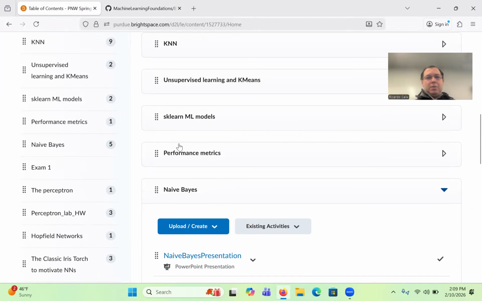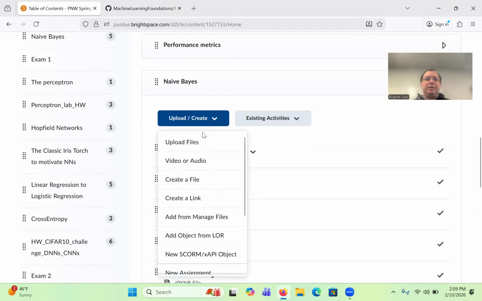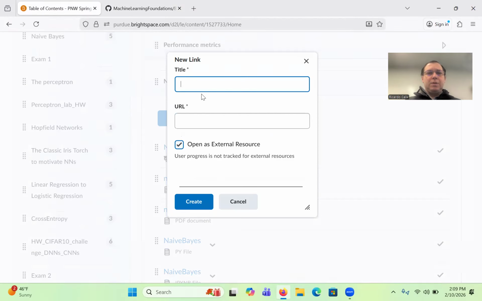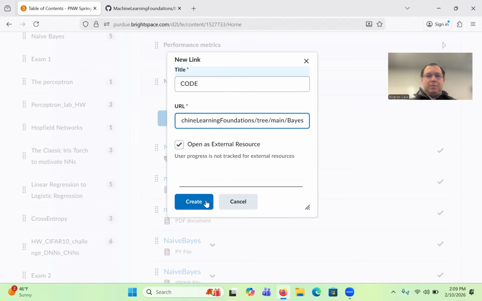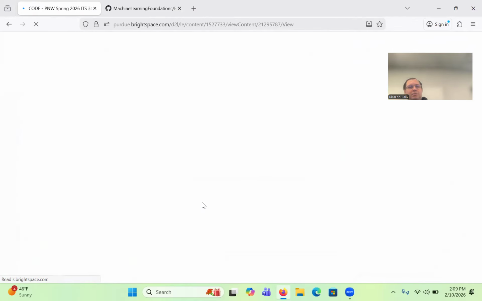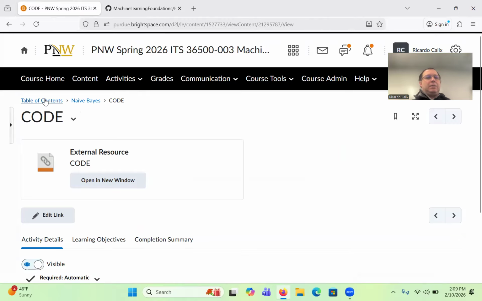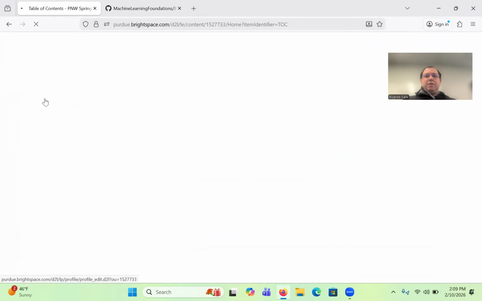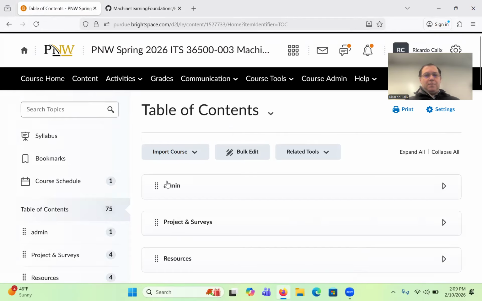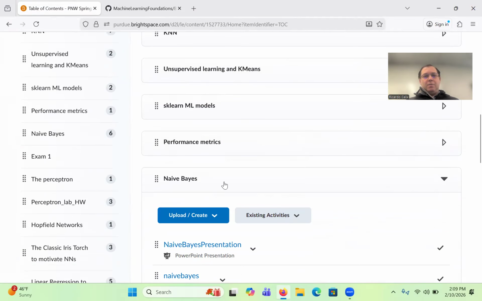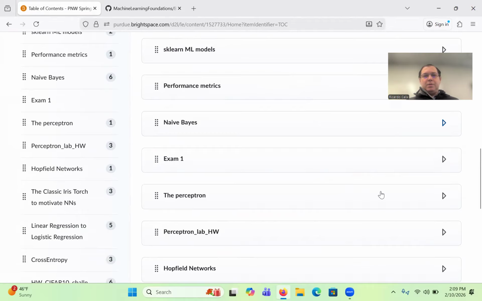And KNN, so we're in the right order. So let me just add a link. I'm just going to call it code base create. All right, so that has been added. So we can go back to the table of contents here. Naive Bayes, yeah, so we're in the right place.